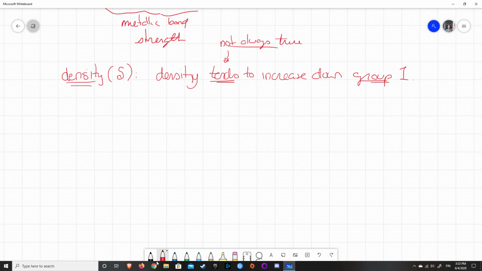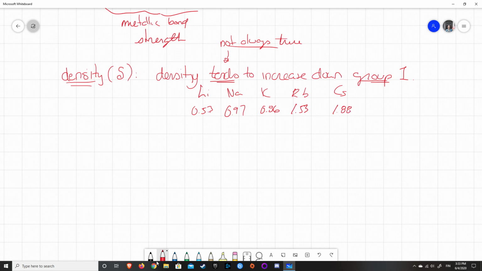If we were to look at the density of lithium versus sodium versus potassium and rubidium and cesium, we would see that the density of lithium is 0.53 grams per centimeter cubed. Then we'd have 0.97 grams per centimeter cubed. Potassium would be 0.86, rubidium 1.53, and finally cesium is 1.88.